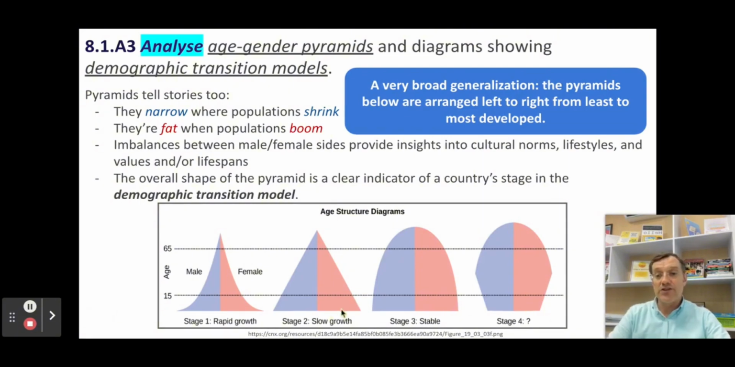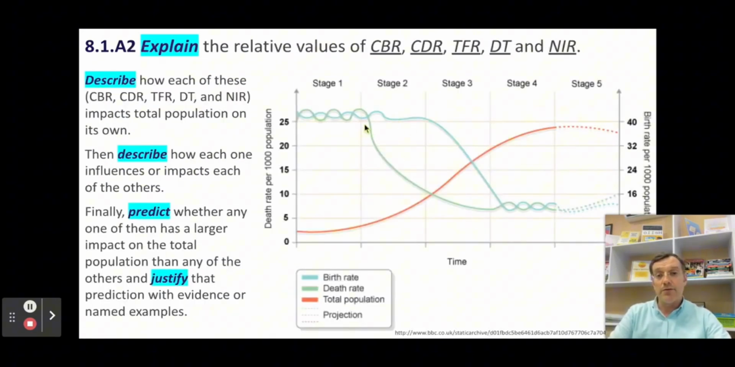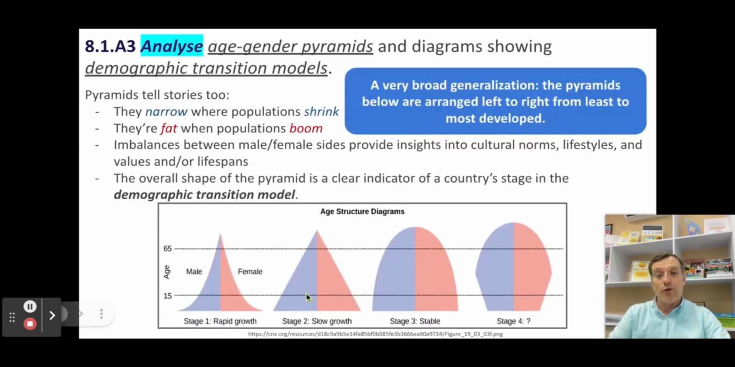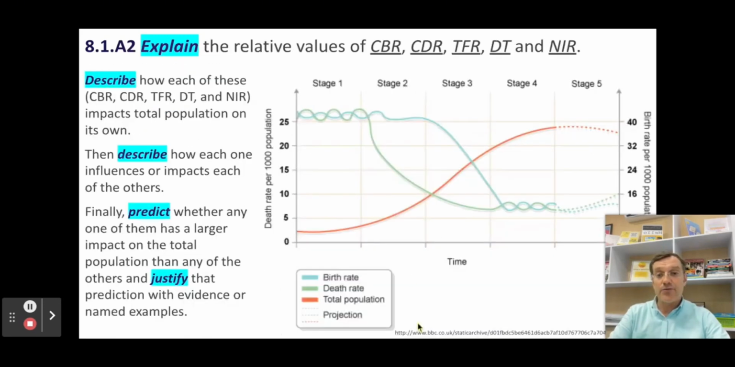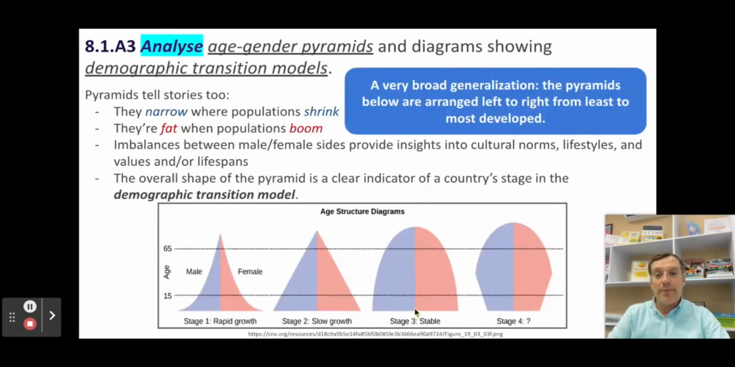In stage two, this slow growth, that correlates right here, where you still have a relatively high birth rate, but a declining death rate. So people are beginning to live longer, but the birth rates are still high. In stage three, where the birth rates begin to approach those of the death rates, we have a population that is stabilizing. And so here, as you can see, where you have these sides that are fairly straight or vertical, that indicates that more and more people are living to an older age. So the death rates are definitely declining.